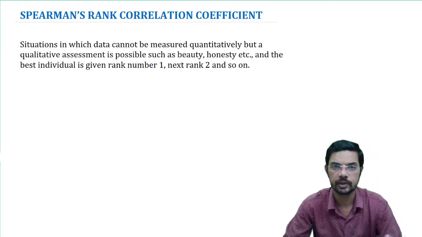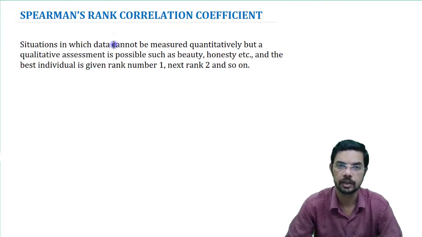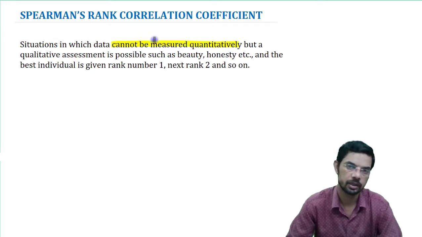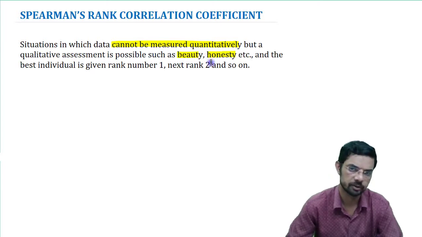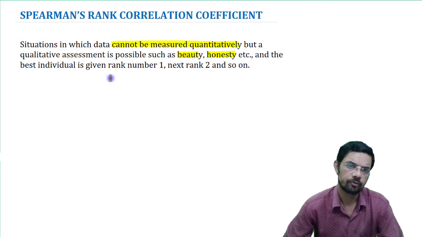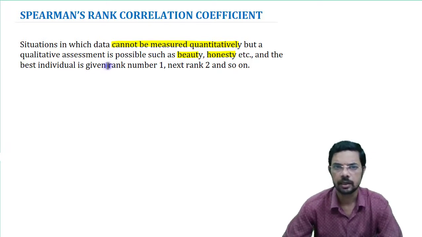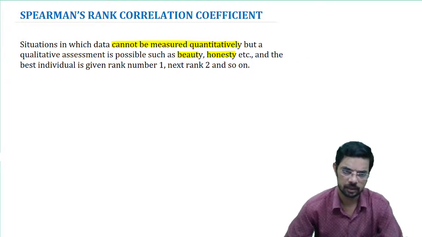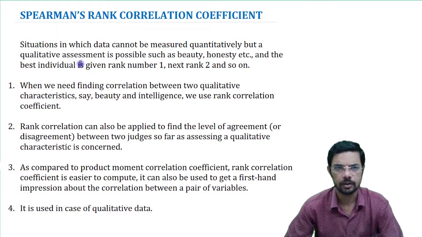So situations where the data cannot be measured quantitatively, but a qualitative assessment is possible. For example, in the case of a beauty contest, or if you want to evaluate the honesty of a person, it depends upon the rank of the person, how he is ranked in the minds of the judges, and on that basis, the person is given the rank as 1, 2, and so on. So this is how it happens.